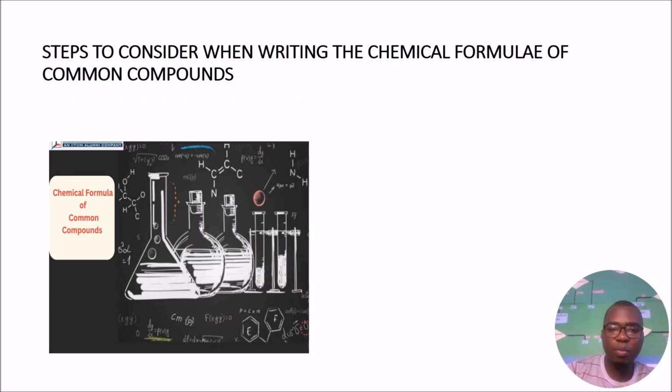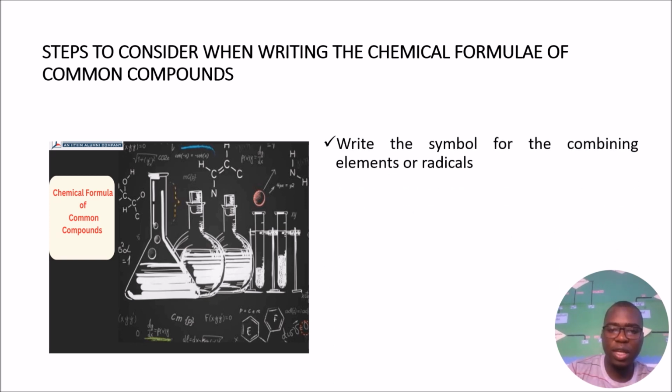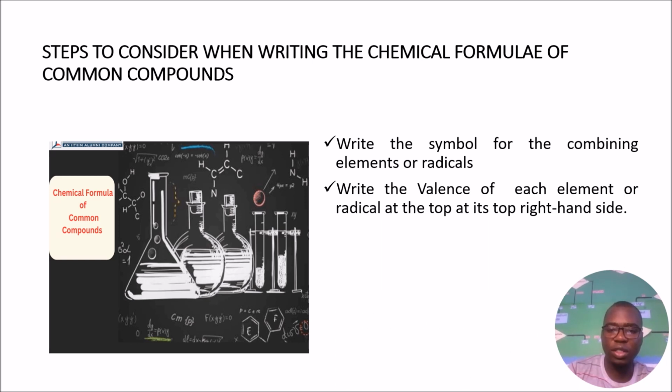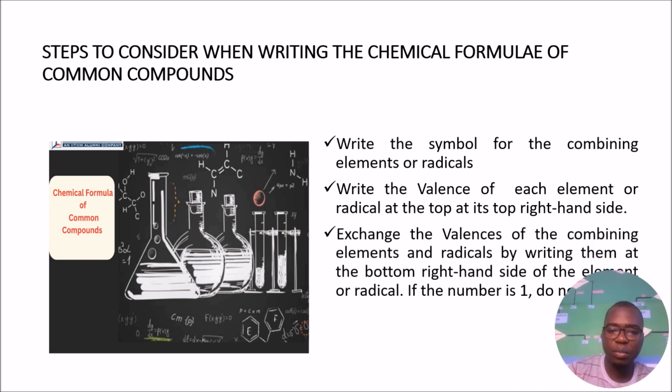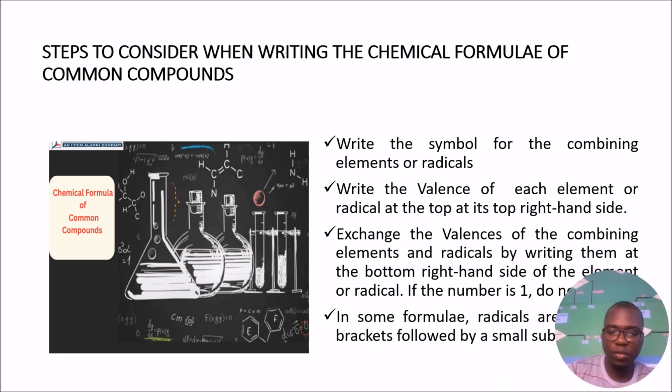Let's look at the general steps to consider when writing the chemical formula of common compounds. Number 1, you are supposed to write the symbol for the combining elements or radicals. Number 2, write the valency of each element or radical at the top of its right-hand side. Exchange the valencies of the combining elements and radicals by writing them at the bottom right-hand side of the element or radical. If the number is 1, do not show it. In some formulas, radicals are put in brackets followed by a small subscript.